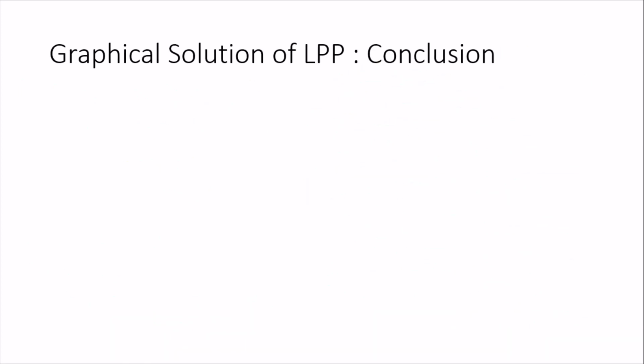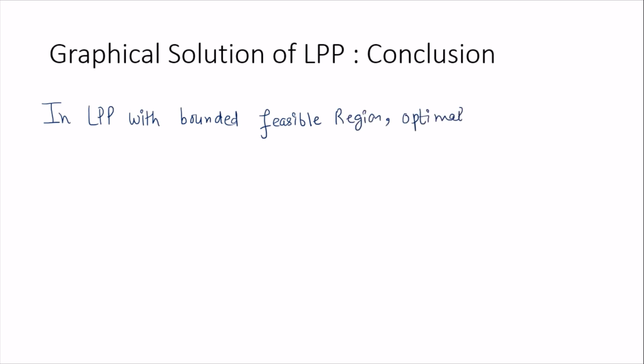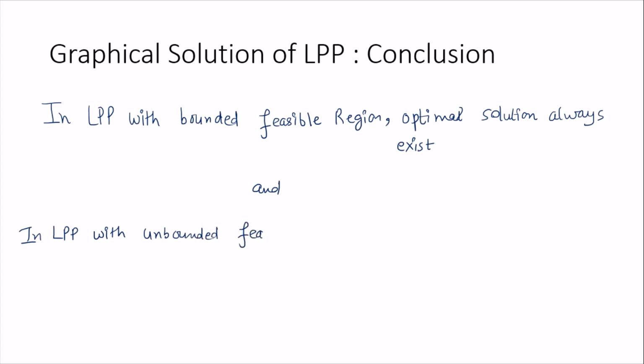So here we are to draw the conclusion about graphical solution. I'm just concluding what we have just seen in these 5 examples. In LPP with bounded feasible region, optimal solution always exists, and in LPP with unbounded feasible region, this is something which I told you in the beginning, I'm just concluding, optimal solution may or may not exist. We have seen examples of both the kinds, one existing and one not existing.